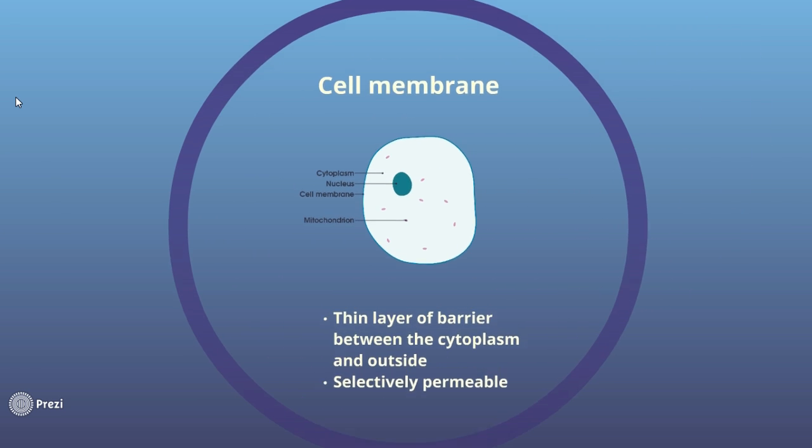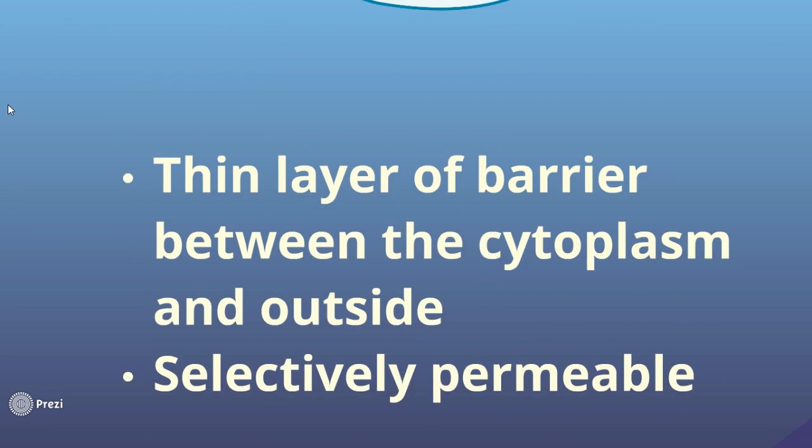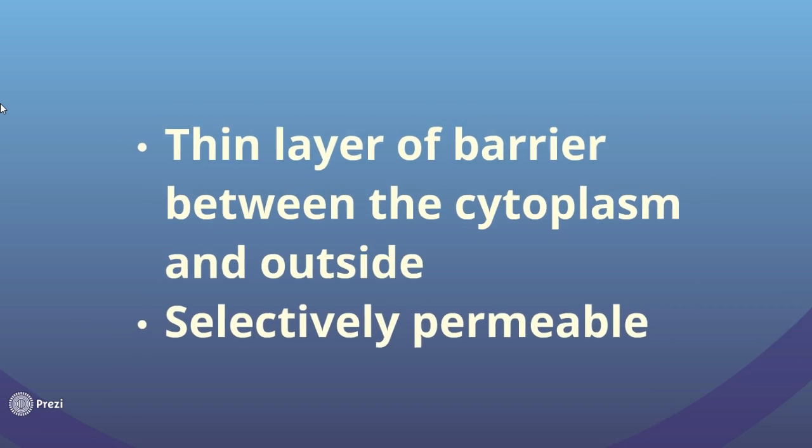Next comes the cell membrane. The cell membrane is a barrier which separates the cytoplasm from the outside. It is a selectively permeable structure, which means it allows selective materials to pass inside or outside of a cell.